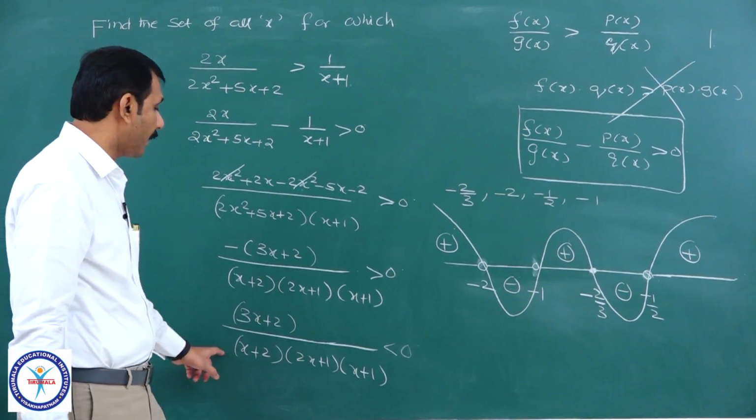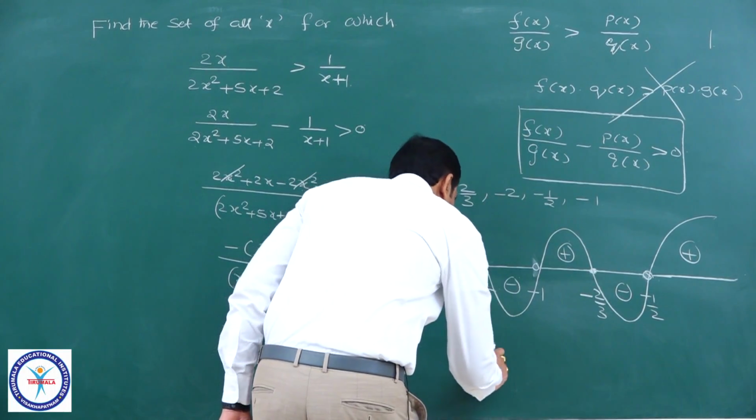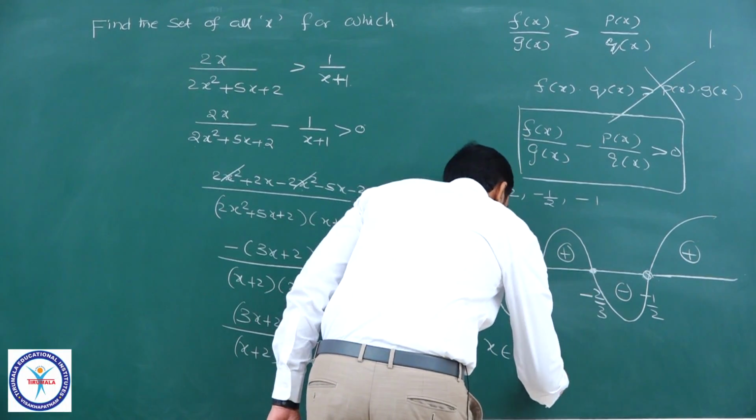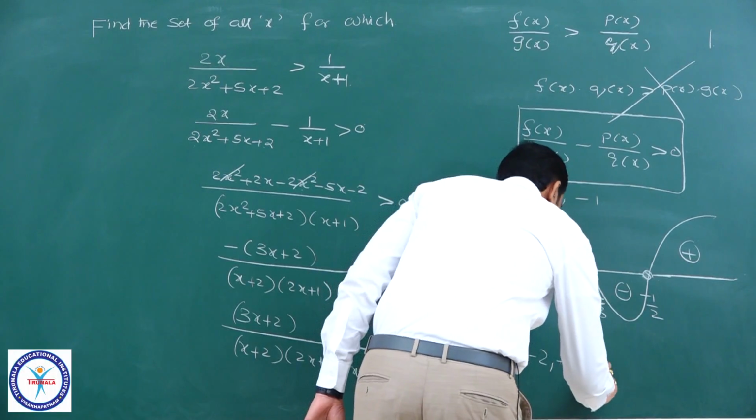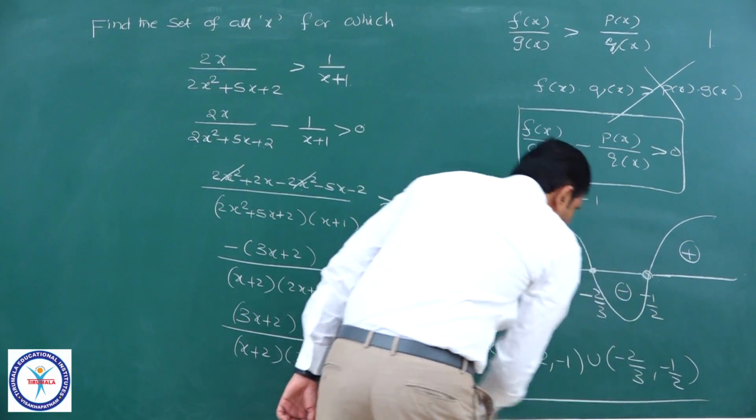I need the values of x where it is less than 0. Here it is negative and here it is negative. Therefore, x belongs to minus 2 comma minus 1, union minus 2 by 3 comma minus 1 by 2. This is the solution set.